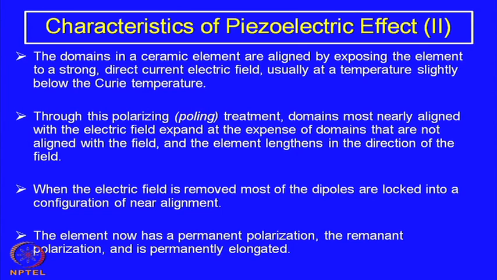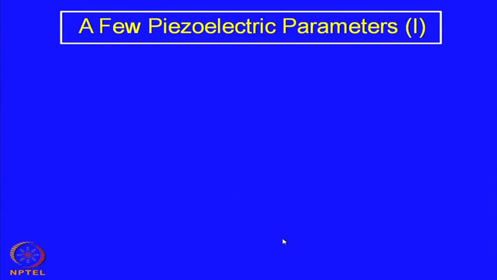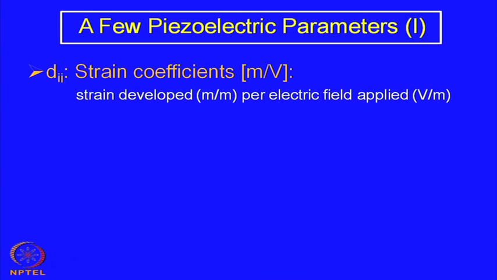The element after poling, of course, has now a permanent polarization, a remnant polarization, and is permanently elongated. As a result of poling you are getting the material polarized, and consequently there will be some dimensional change. Well, we will just have a brief discussion on this. We will discuss them in detail later on, but to start with we will introduce 4 different coefficients.